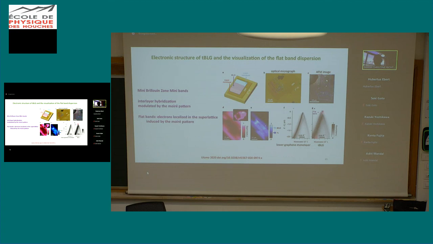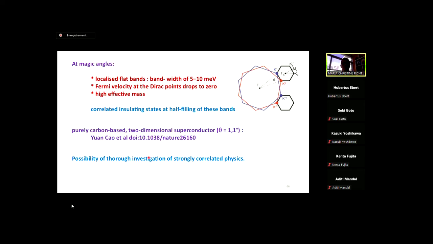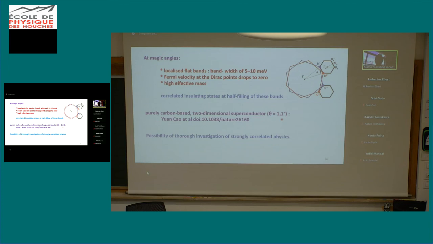What you see appearing here is the so-called flat band, and this corresponds to the superlattice, the moiré pattern. It was theoretically predicted that for magic twist angles, the first of which is 1.1 degrees, you obtain these flat bands, the mini bands. For this magic angle they are flat, with a very small bandwidth, between 5 and 10 millielectron volts, and the Fermi velocity at the Dirac points drops to zero. They have high effective mass and highly localized electrons, which gives you the possibility to do a thorough investigation of strongly correlated physics.